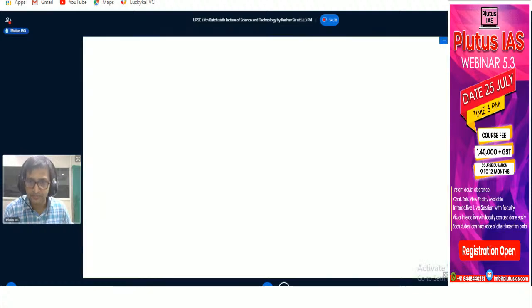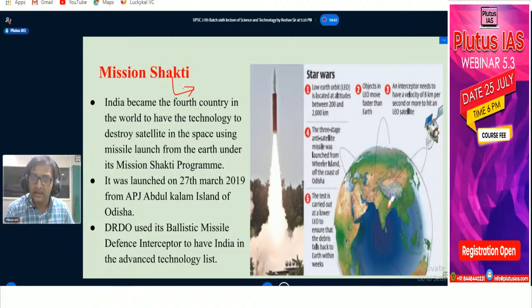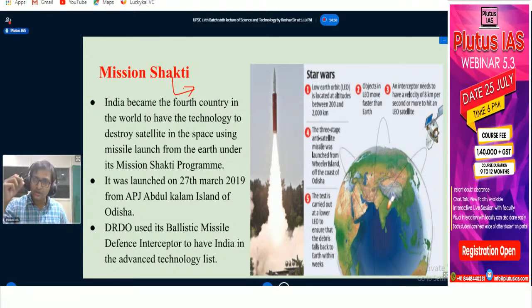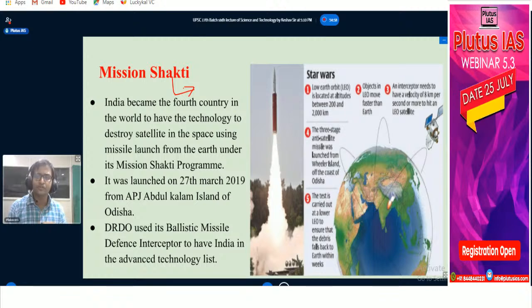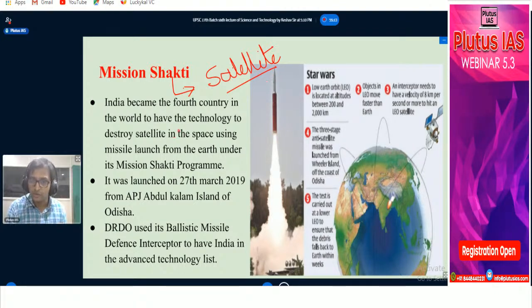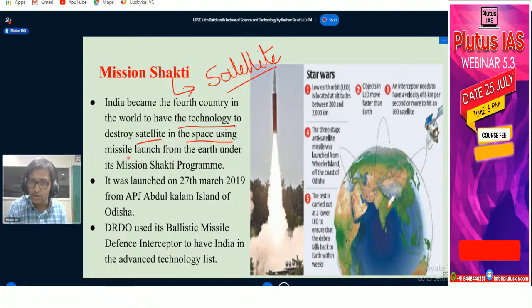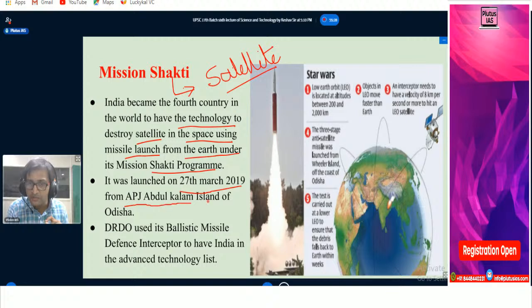Now come to the next one, that is Mission Shakti. What is Mission Shakti? Using Prithvi air defense and advanced air defense, we are able to destroy missiles. Or using Barrack also, if we are in war, we can destroy it. But using Mission Shakti, we have a technology to destroy satellites. India became the 4th country in the world to have such technology, to destroy satellites in space using a missile launched from the Earth under its Mission Shakti program. It was launched on 27th March 2019 from APJ Abdul Kalam Island of Odisha.